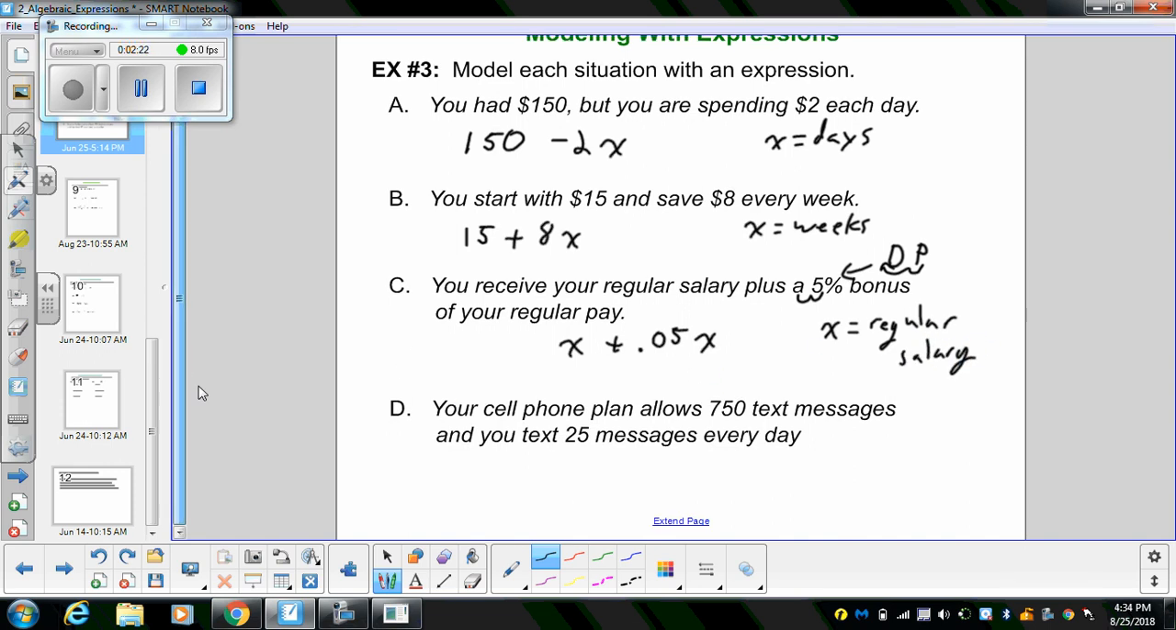Alright. D. Your cell phone plan allows 750 text messages. So we get 750. And you text 25 every day. Alright, so if we're trying to find out how much we got left, we could say minus 25 every day. And again, X would equal days. Alright, let's look at the next bunch.